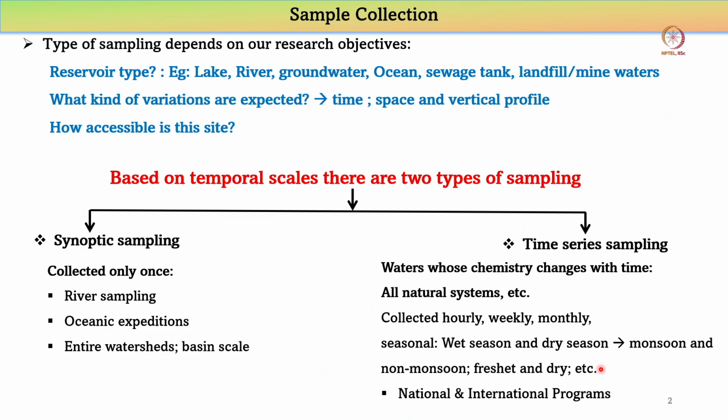As compared to that, time series sampling is of a different nature. It is collecting the samples very frequently. Now, how frequently depends again on the research objective.